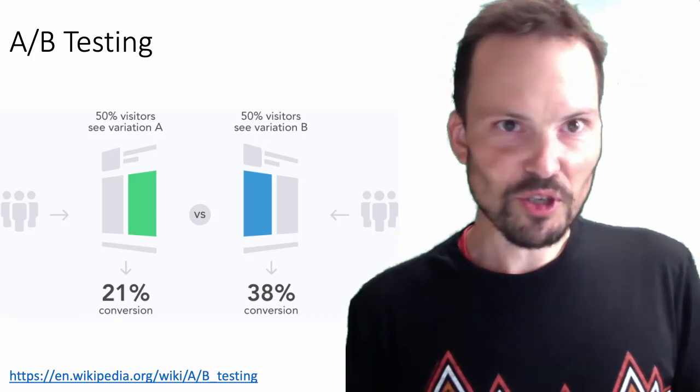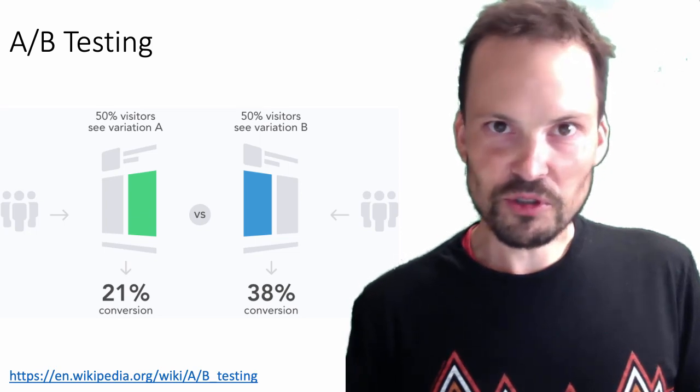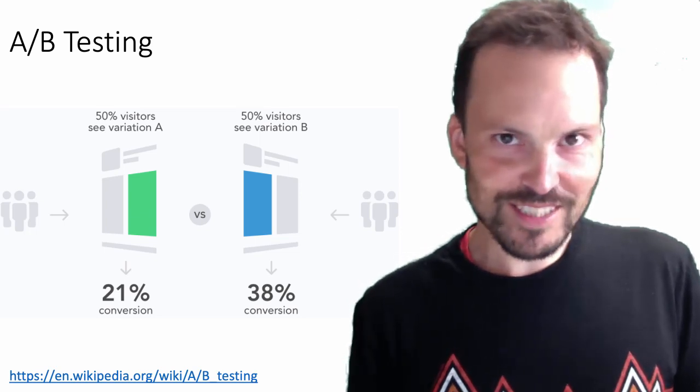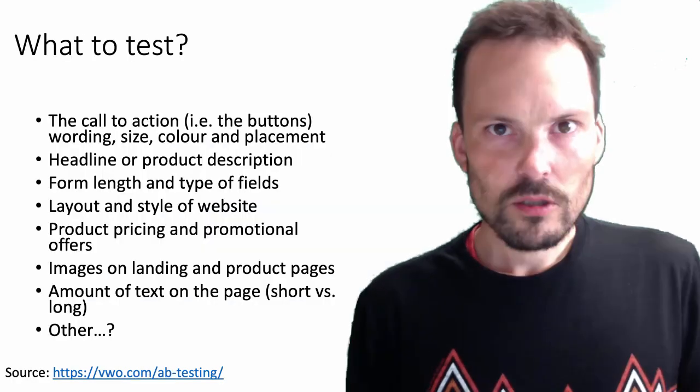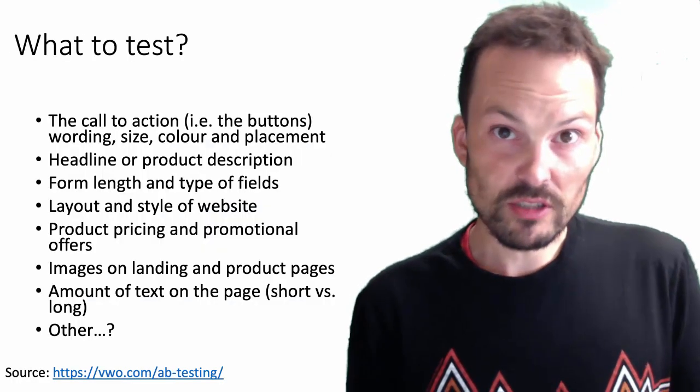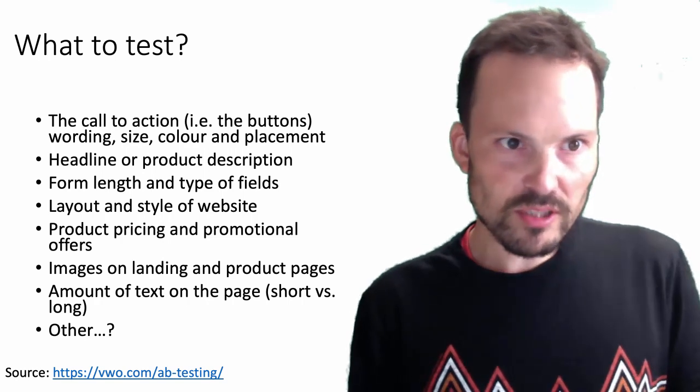Actually, the Wikipedia page for A/B testing was quite useful, so if you want to know a little bit more detail, with a lot of references on the site, you can have a look at that. So of course there's a whole heap of different things that you can test in an A/B test.